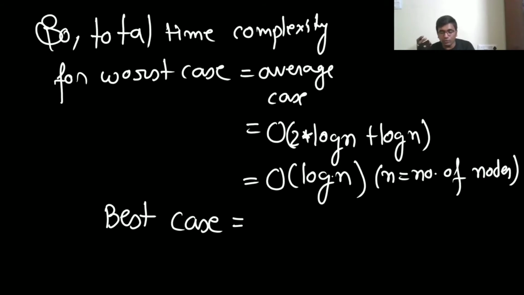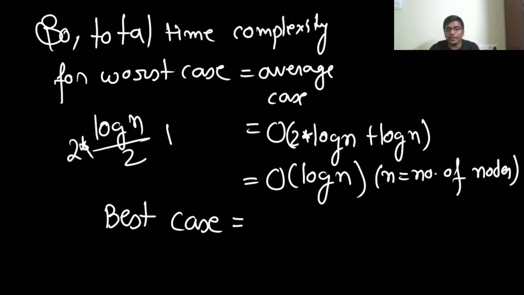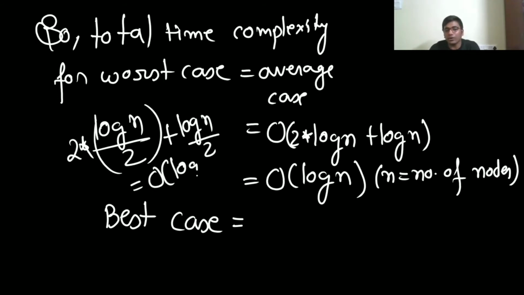In the average case, we need to go till log n by 2 height. When can be the average? When you are going through half of the tree. That is going to take 2 into log of n by 2 comparisons. If you are traversing half of the tree, then asymptotically it is again going to be log of n. The height of the tree is log n by 2, so that many comparisons you will do and that many swappings. Overall, it is going to take log n only.